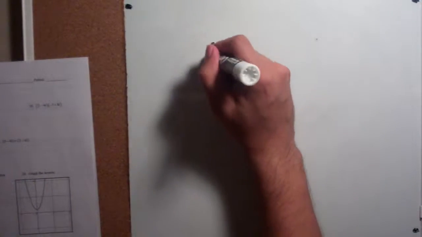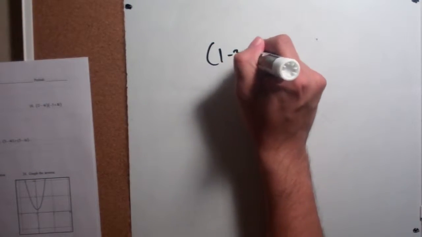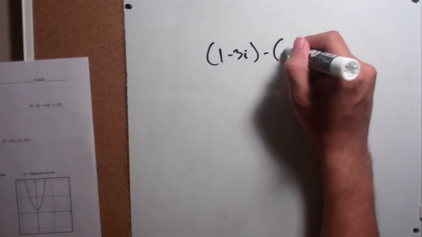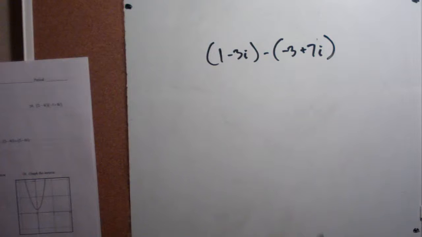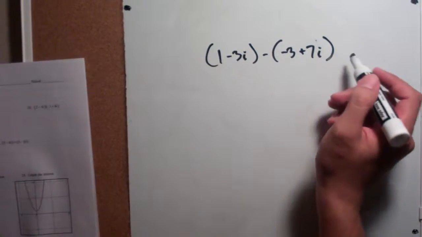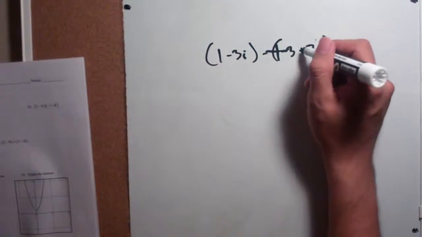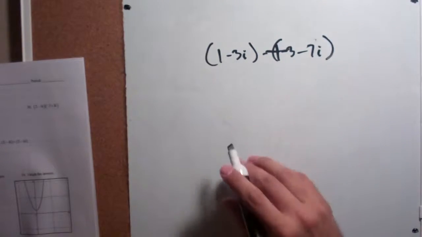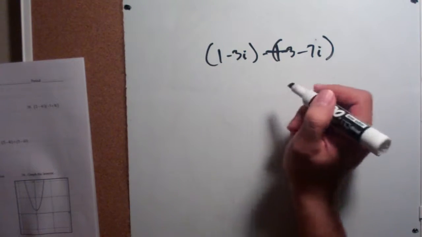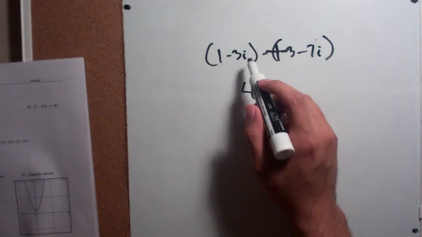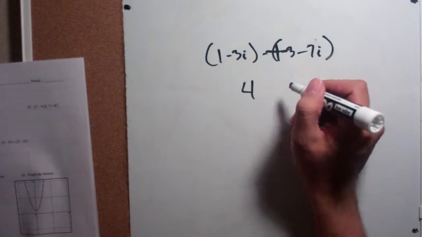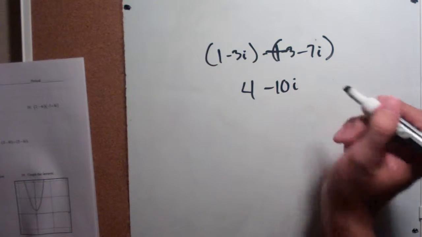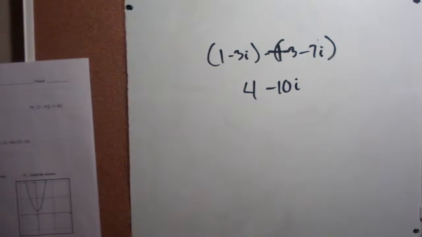Okay, 21. We're going to have 1 minus 3i, subtract negative 3 plus 7i. Okay, so what this minus sign does is it changes everything here. So this will become plus, and this will become minus. So 1 plus 3 is 4. We're just dealing with our real integers here. And negative 3i minus 7i is a negative 10i. Okay, and that's it. You can't simplify that any further.